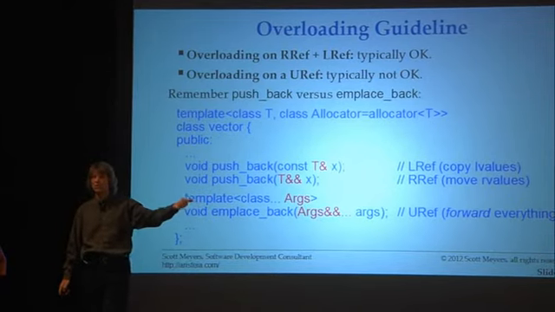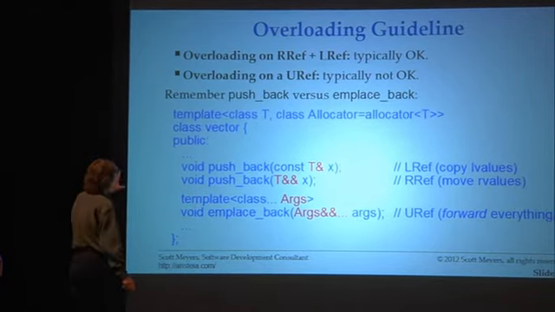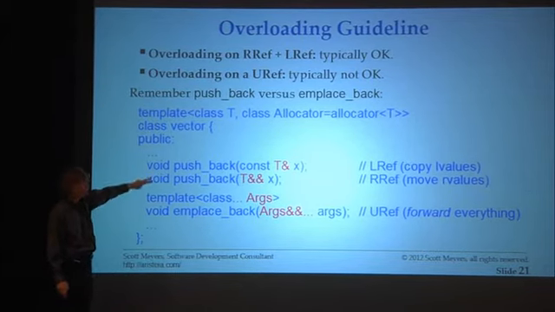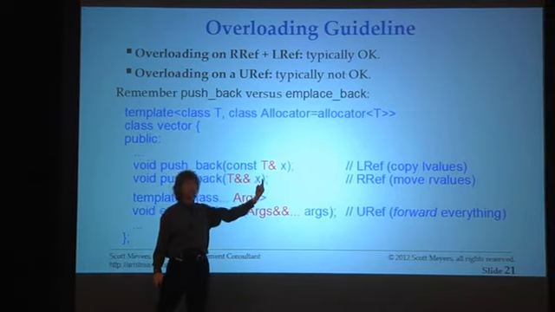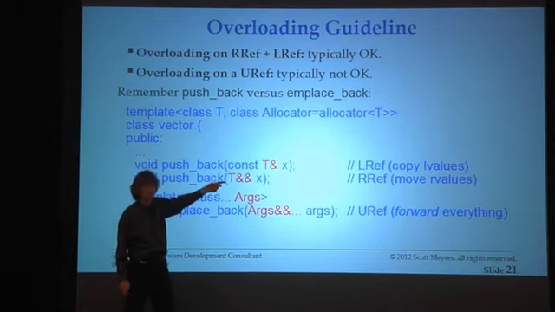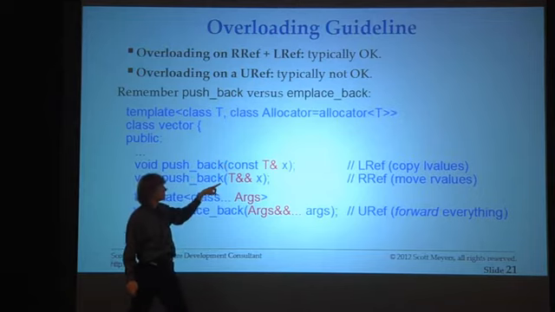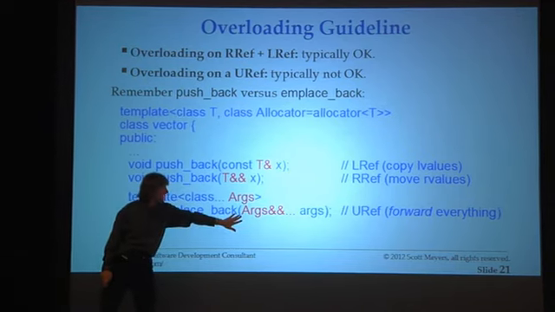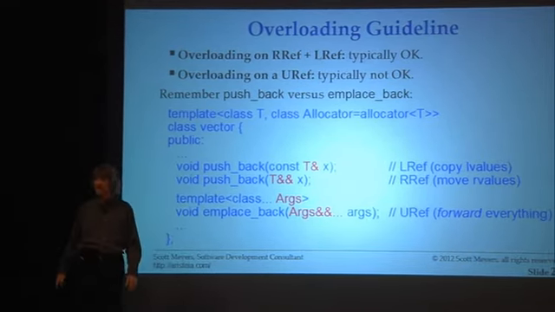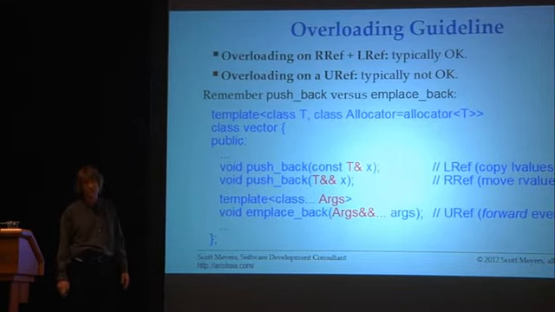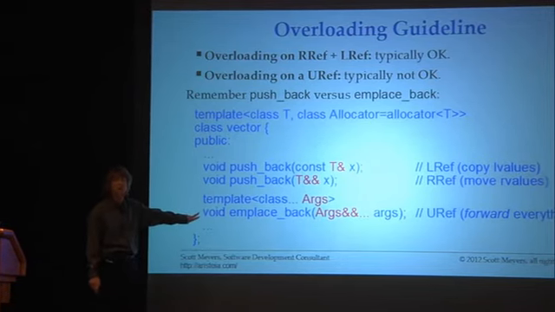When you're trying to figure out whether you can overload or not, I encourage you to think back on pushback versus in-placeback. Pushback, we overload because we know exactly what the type is. It looks like we don't know what the type is, but because this is a vector of T, we do know what T is. There's no type deduction going on here. Therefore, we know this is an L value, we know this is an R value. But with in-placeback, we don't know whether we received L values or R values. It could be either one, or a combination of the two, as it turns out. That's why in-placeback is not overloaded.